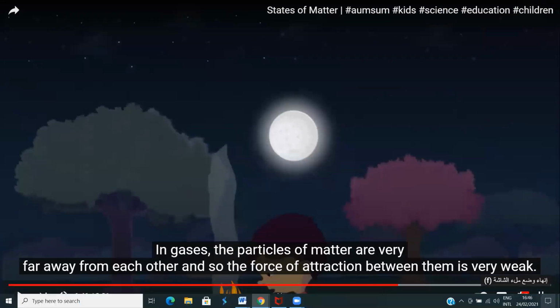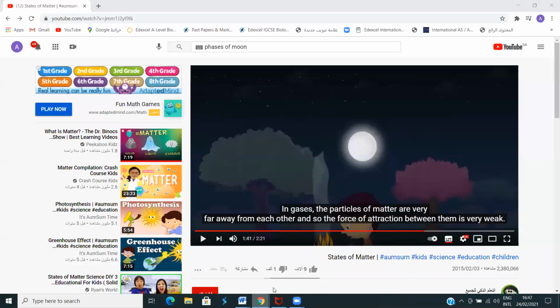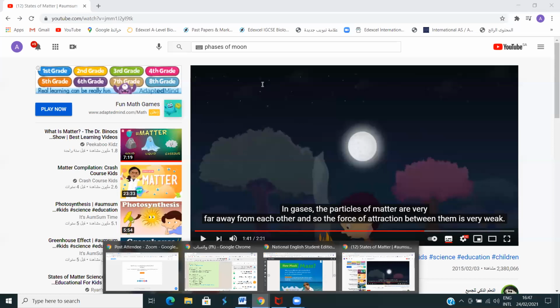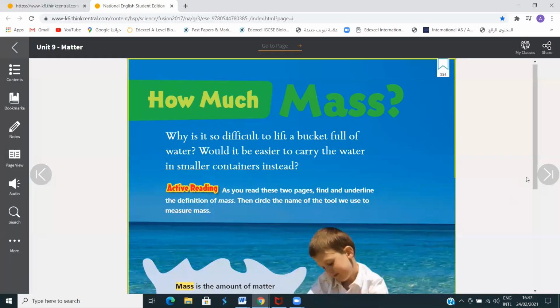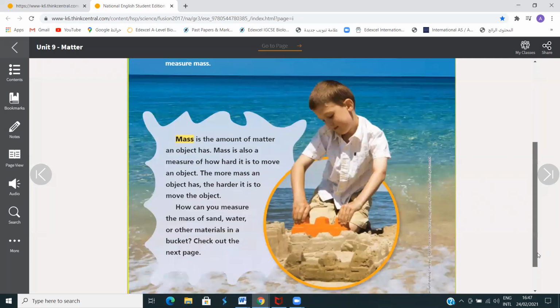Okay, my students, states of matter: solid, liquid, and gas. You can measure the mass of each state. For example, water in the liquid state. Gas state, like what? Like water vapor, okay? And like oxygen and carbon dioxide.